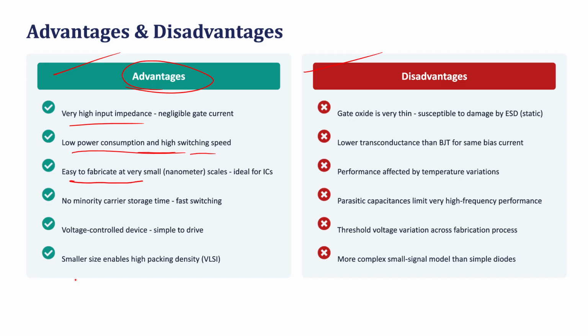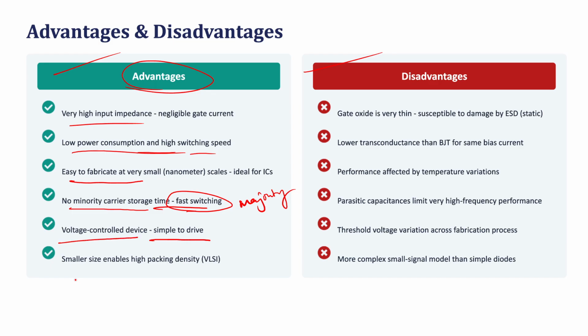Easy to fabricate at very small scales. So every tiny circuit also you can design by using this MOSFET. So no minority carrier storage time, fast switching. So the flow of current is only by majority charge carriers. So there are no minority charge carriers stored. So that's why the fast switching is there in the MOSFET.